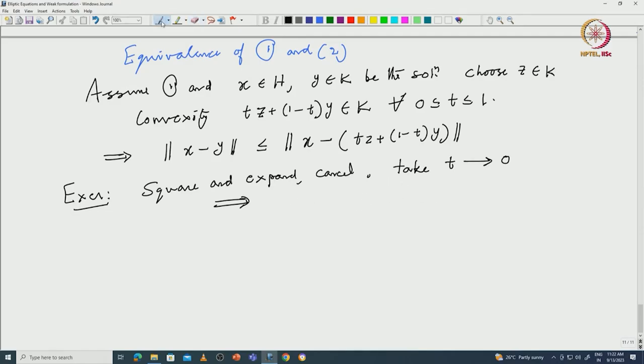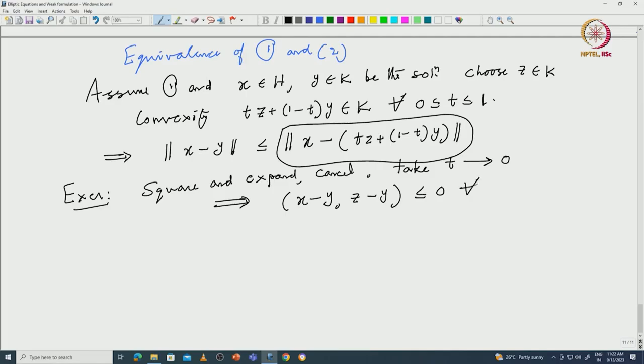What we want is this: once you square it and expand, you get an inner product term. That's nothing but, and then t tends to infinity, inner product of x minus y, z minus y is less than or equal to 0 for all z in K. And of course, your y is in K. So, this is your variational inequality. This is your 2.